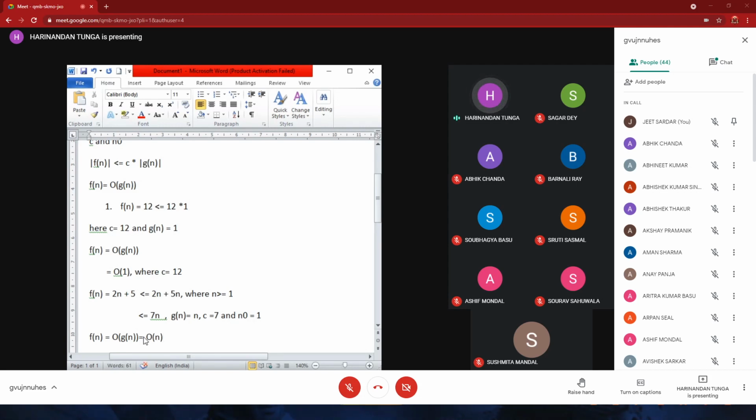তবেই আমরা লিখতে পারবো যে fn equal to order of n, where c equal to 7 and gn equal to n and n0 equal to 1. তা তোমাদের মধ্যে কোনো বন্ধু বললো যে স্যার আপনি এখানে 2n plus 5n লিখেছেন, আমি স্যার যদি এটা লিখতাম তাহলে কি হতো না?